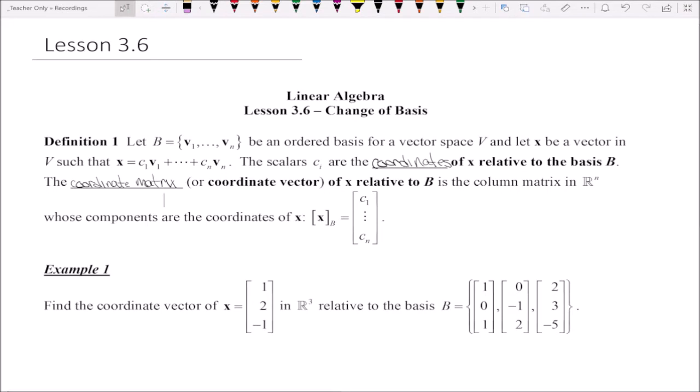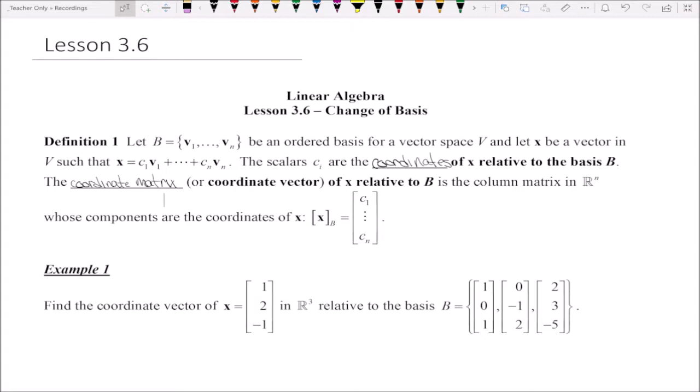Now, an ordered basis is an ordered set. An ordered set is a set in which the order in which you write the elements matters. So if you switch the order of any two vectors in B, you have a different ordered basis. The coordinates of a vector are just the scalar multiples needed to write it as a linear combination of your ordered basis.